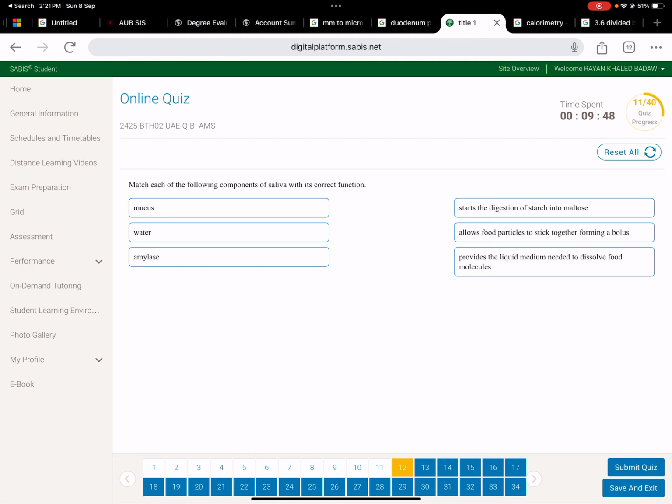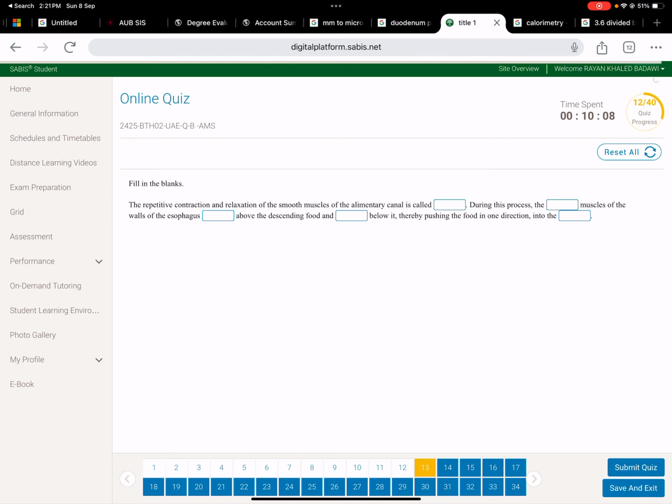We have to match the components of the saliva with its correct function. Remember, saliva is released by the salivary glands, which are found in the mouth. So mucus allows food particles to stick together, forming a food bolus. Water provides the liquid medium, and amylase is an enzyme which starts the digestion of starch into maltose.